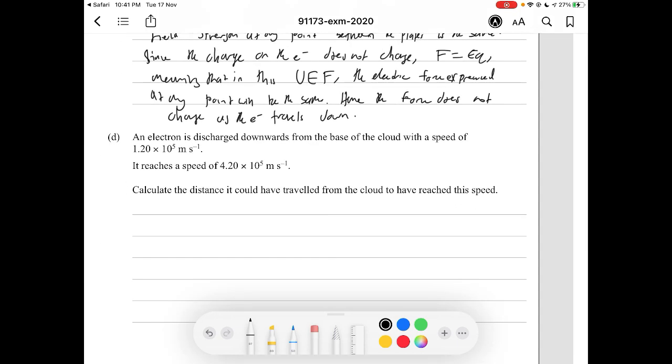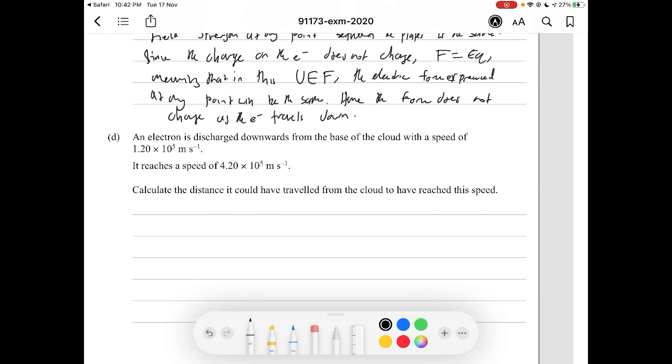Alright, so D. An electron is discharged downwards from the base of the cloud with a speed of 1.2 times 10 to the power of 5 meters per second. It reaches a speed of 4.2 times 10 to the power of 5 meters per second. Calculate the distance it could have traveled from the cloud to have reached the speed. Alright, so the electron is discharged downwards from the base of the cloud with a particular speed. So this speed comes from any particular forces that are pulling this electron down. So this actually is not a result of the potential energy lost in the electric field.